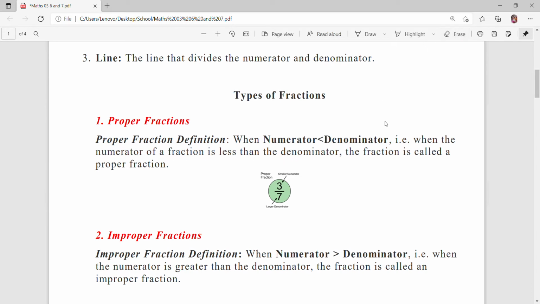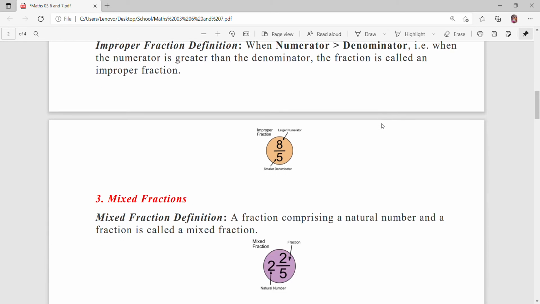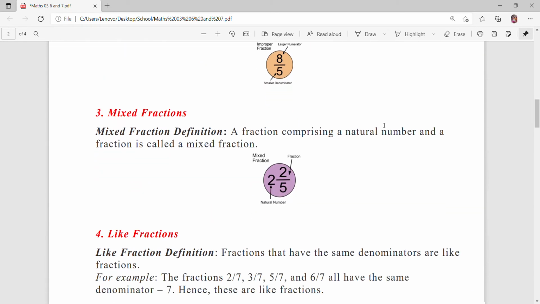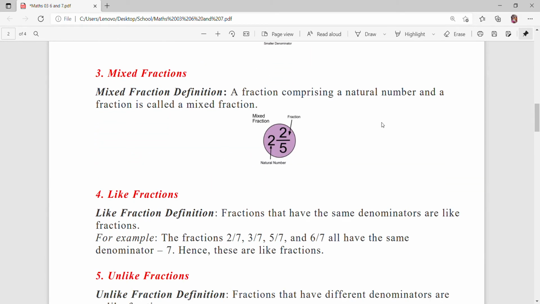Okay. Next, move to the mixed fraction. The mixed fraction definition refers to a fraction comprising a natural number and a fraction, which is called a mixed fraction. Last class we discussed what is a natural number and a whole number. Now here it should be concluded.